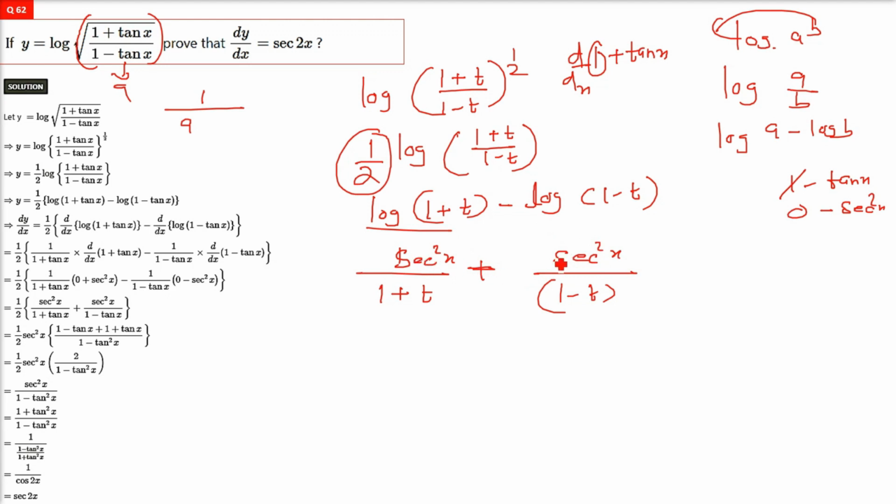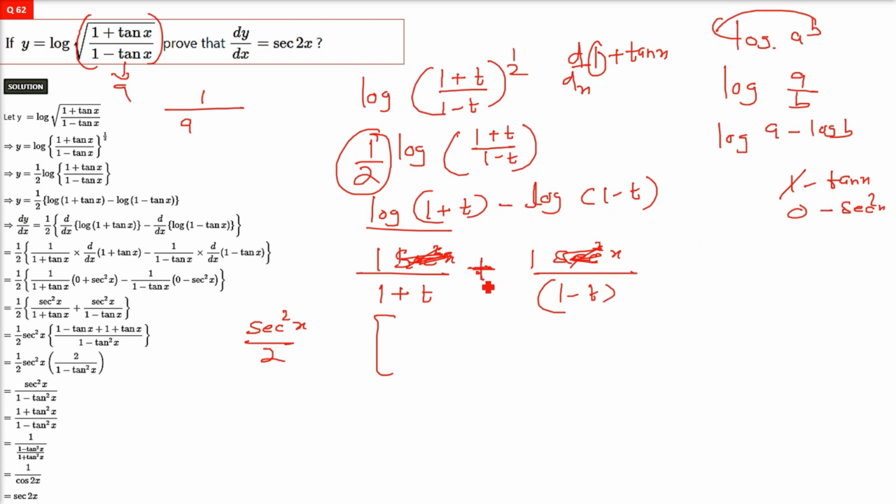Now what we can do here is take sec square common. We have a half in the denominator. So we can take sec square x from the numerator and 2 in the denominator. So what do you get inside? 1 by 1 plus t plus 1 by 1 minus t. Of course, t is tan theta here.